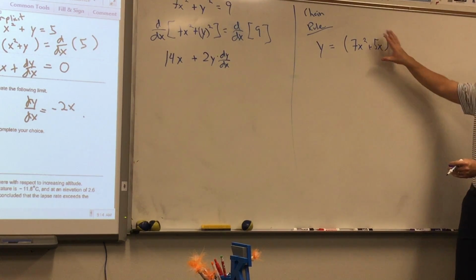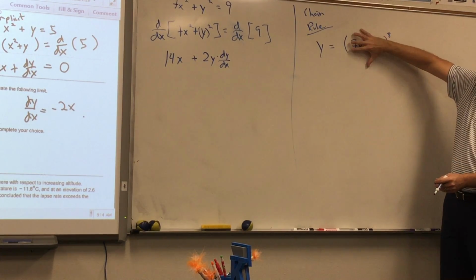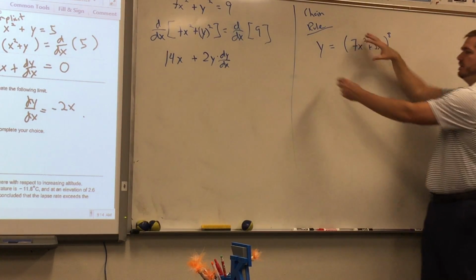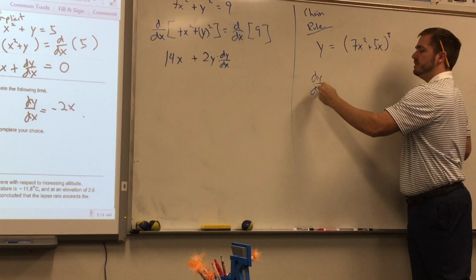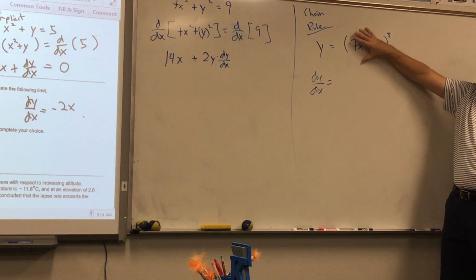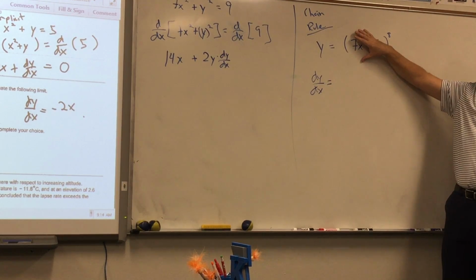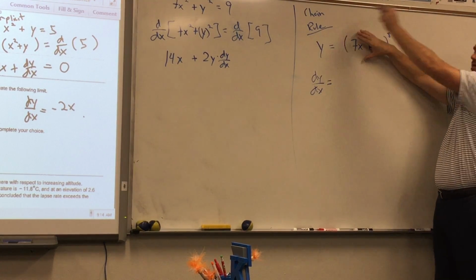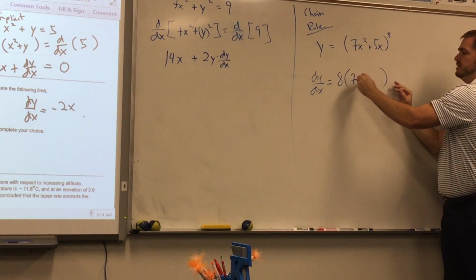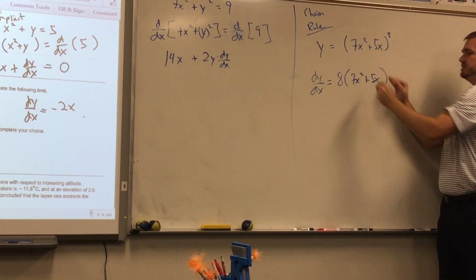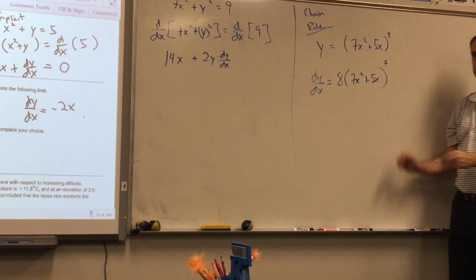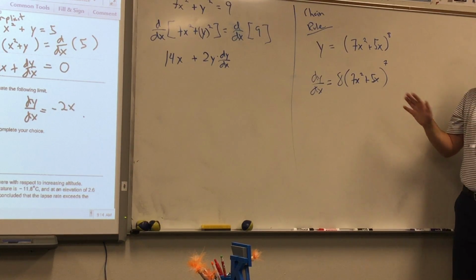You can treat this whole parentheses like a blob. Okay? Just like a block. And so you can say dy over dx equals, now we'll do your pop down, power down with the blob. So pop down, Kevin, 8 times blob, 7x squared plus 5x. Power down, 7. But you're not finished yet.